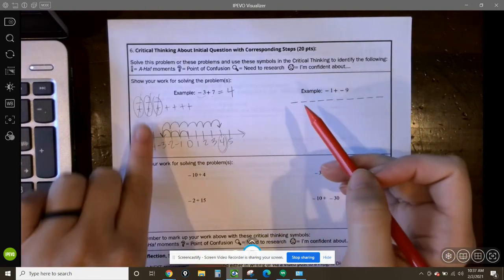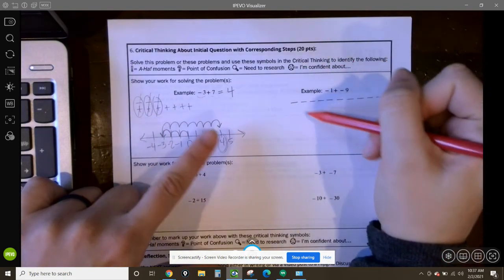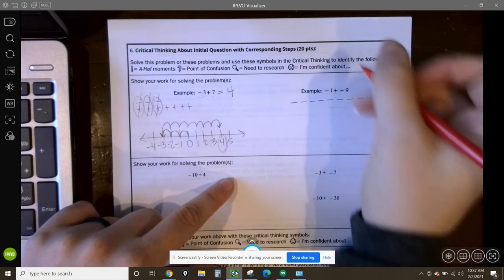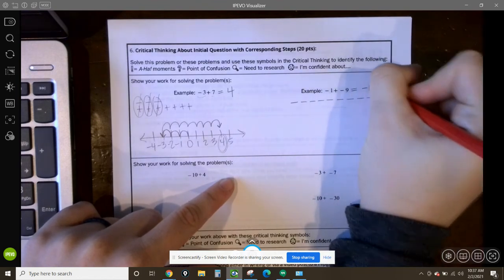So I don't have anything to cancel out like I did over here. I don't have any zeros. All I have here is now 10 negatives. So the answer to this problem is -10.